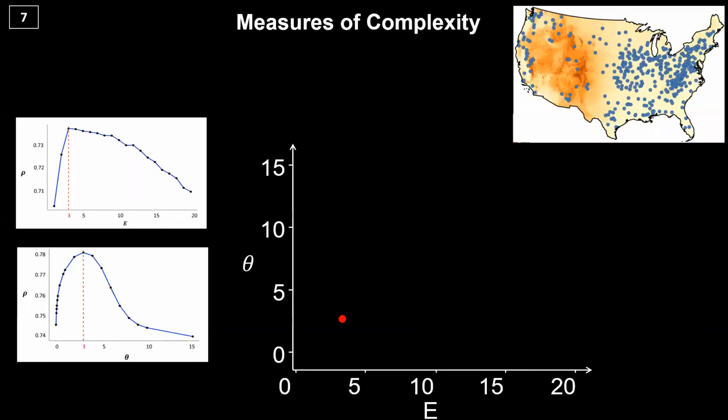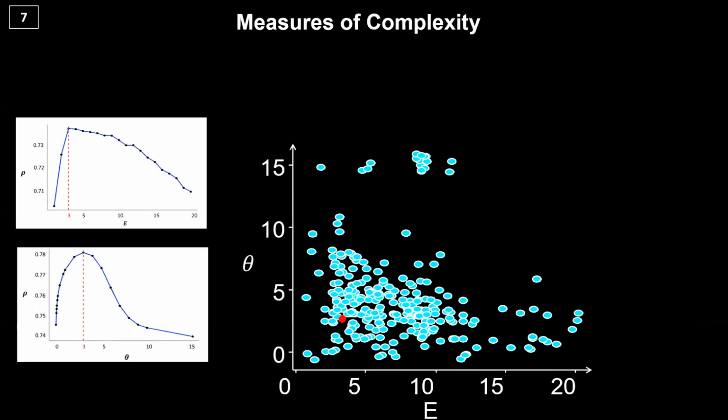What we can also do is look at other hydrologic basins. So here we have 400 hydrologic basins in the contiguous United States from MOPEX's dataset. And by carrying out the same analysis, we can map the values of complexity indices for those 400 hydrologic basins in this 2-dimensional plane.